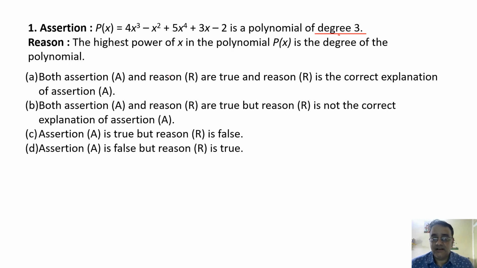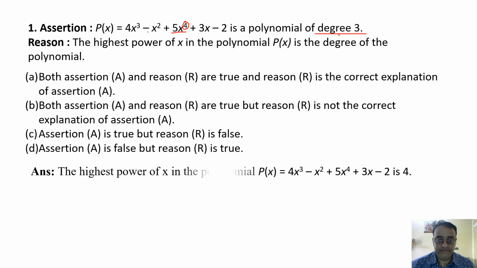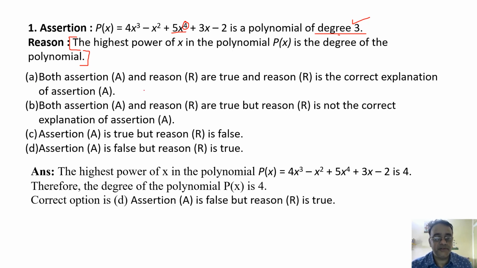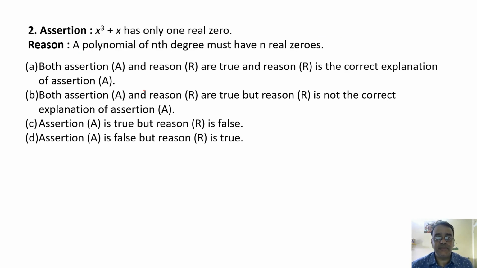So we know that the highest power of x in the polynomial p of x, whatever the polynomial p of x is given. So here the highest power of x is 4. So the degree of this polynomial is 4, right? So our assertion is wrong because the degree 3 is given, and the reason is correct. The reason is correct because on the basis of this reason only we will identify the degree of polynomial, right? So degree of polynomial यहाँ पे 4 है और assertion यहाँ पे false है और reason true है. So which option is correct? Option D. Right. D. Very good. Option D is correct.